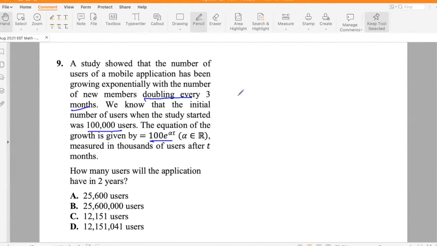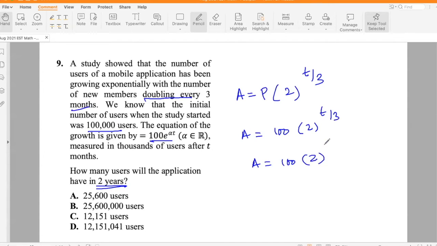Okay, so the function is p times 2 to the power t by 3, right? Where t is the number of months, doubling every 3 months, right? So that's a is 100 times 2 to the power t by 3. Now in 2 years, there are 24 months. So that will be 100 times 2 to the power 24 by 3, which is 8. So that's 100 times 2 to the 8, 256, right?